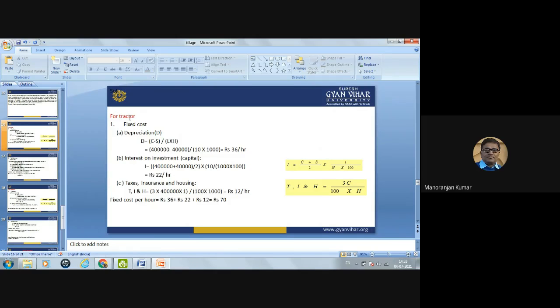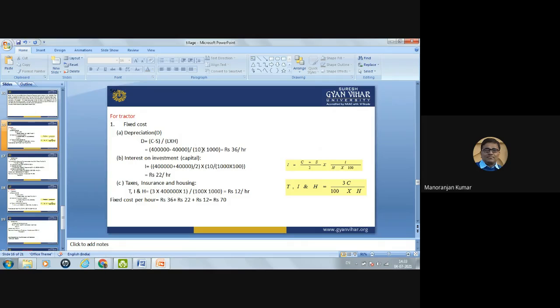So for the tractor, first you calculate the fixed cost, and after that you have to calculate the variable cost. Under the fixed cost, you have to calculate depreciation. The formula is (C minus S) divided by L into H. C is 4 lakh, S is 10% of C. So 10% of 4 lakh gives 40,000. So S is 40,000, divided by the life, L.